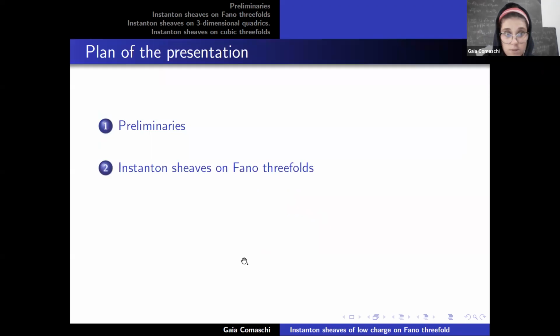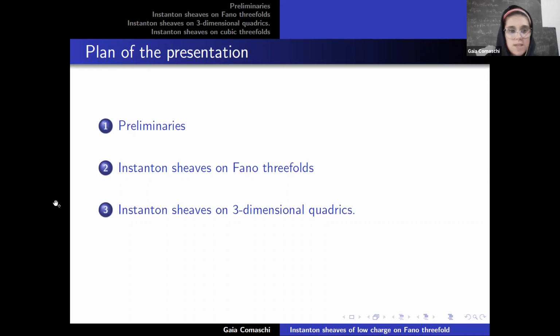So here is the plan of the presentation. We will start with some preliminary material about instantons on the projective space. We will then see how it is possible to generalize the notion of instanton to other Fano threefolds besides the projective space. And we will then see in greater detail what happens for instanton sheaves on quadric and cubic threefolds.